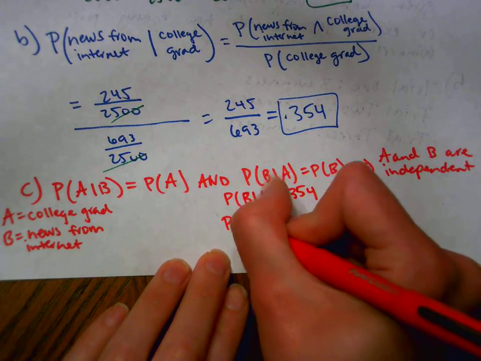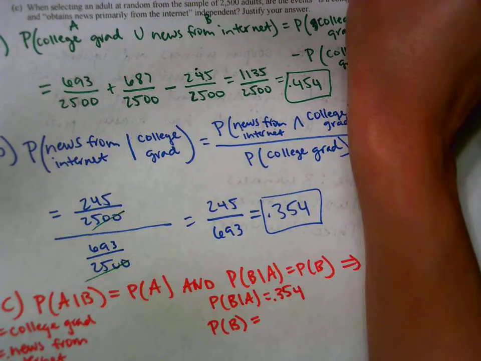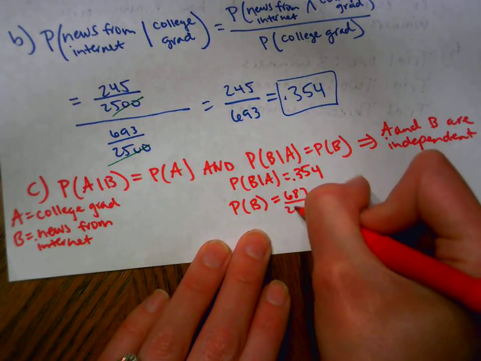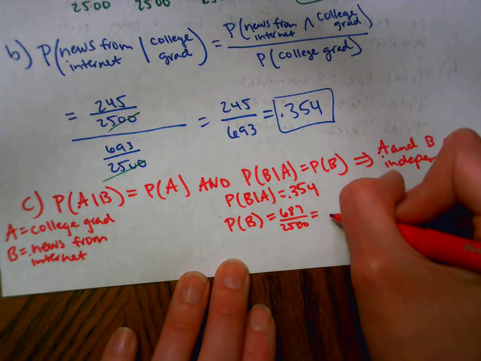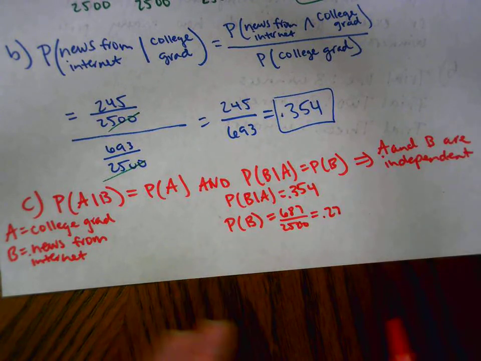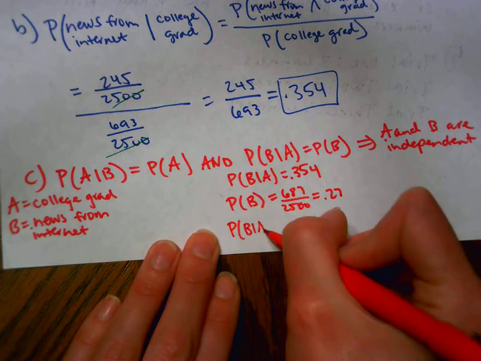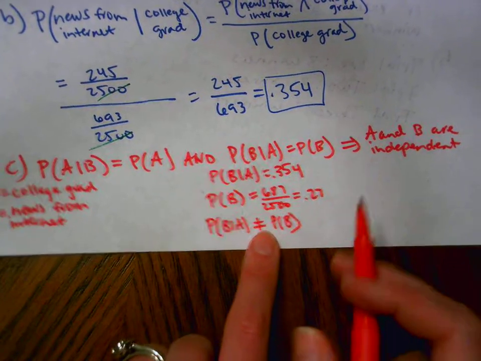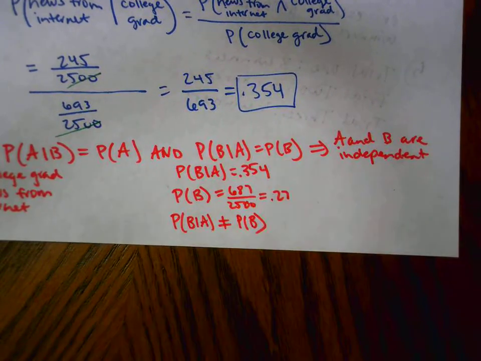So then what does that make the probability of B, which is getting your news from the internet? Well, how many got their news from the internet? 687 out of 2,500, which is, do I have that in front of me? 687 divided by 2,500 is 0.27. And we can see those don't equal, right? So the probability of B given A doesn't equal the probability of B. So because they don't equal, they're not independent. Not equal, not independent. Equal, independent.